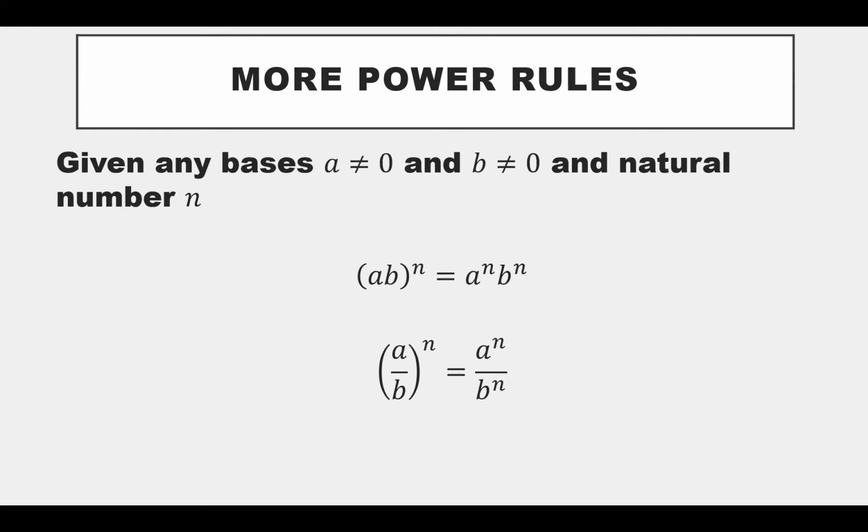Now, there's other power rules as well. If we're multiplying two numbers and then raising the whole thing to the power n, we can apply the power n to both numbers. If we do that with division, since division is the inverse operation of multiplication, we can do that with division as well. So a over b, all raised to the nth power, is like a to the nth power divided by b to the nth power.